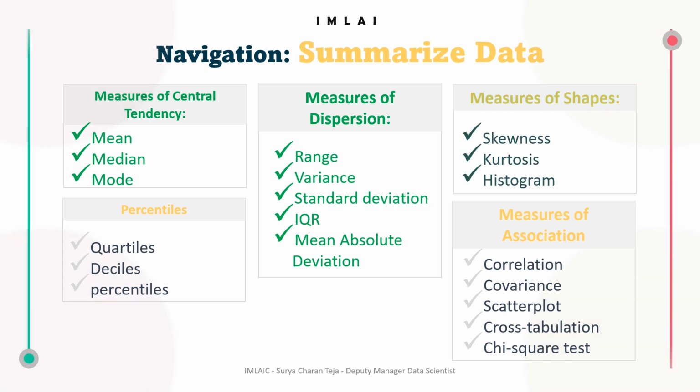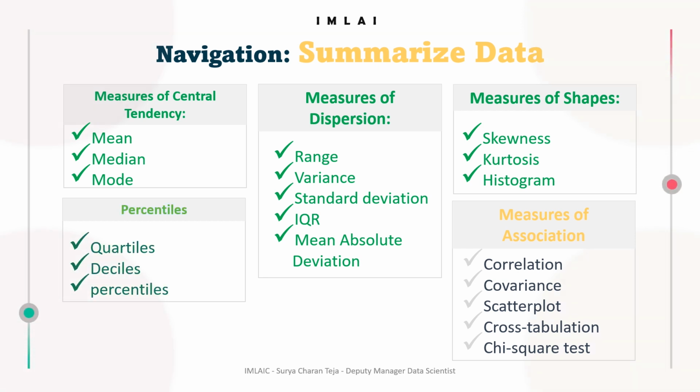Then we moved on to the measures of shape. Here we have seen skewness, its degree of distortion, kurtosis, the degree of peakedness and flatness, and then histogram, which will give you the distribution of the data and a pictorial representation of the distribution of the data.